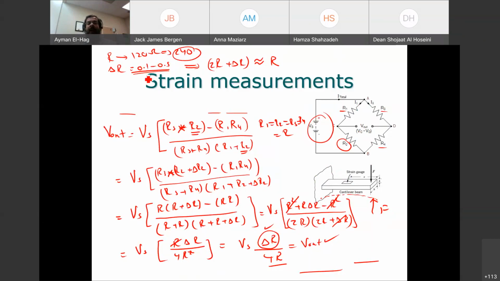This is just typical values, 0.1 to 0.5. I'm giving you a rationale why we ignored the delta R in this formula. This is like 240 ohms, and delta R is a fraction of 1 ohm. So if I remove the delta R, I'm not really changing the formula too much. That's the whole reason why I'm giving you this typical value. Hopefully this is clear.